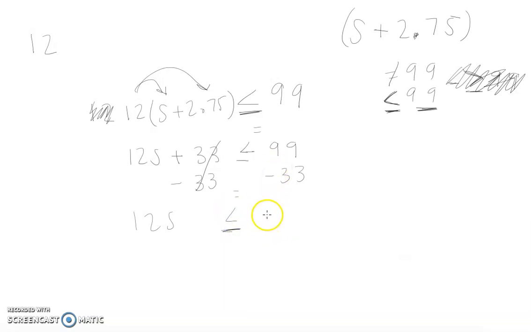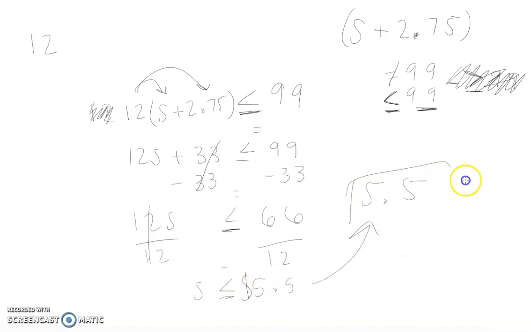So 12S, pretend it's an equal, but I'm just going to write it as that. 99 minus 33 is 66. And then we're going to divide by 12. And then S is less than or equal to 66 over 12, which is actually $5.50. We can add the dollar sign when we write it up here. Okay, so that was the first one.